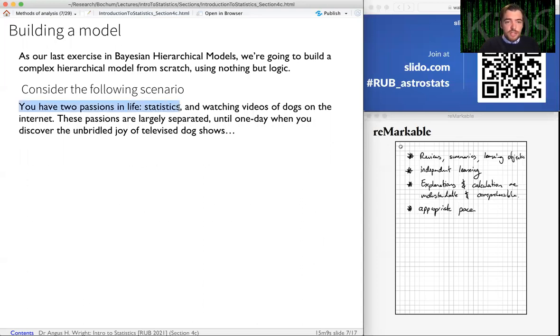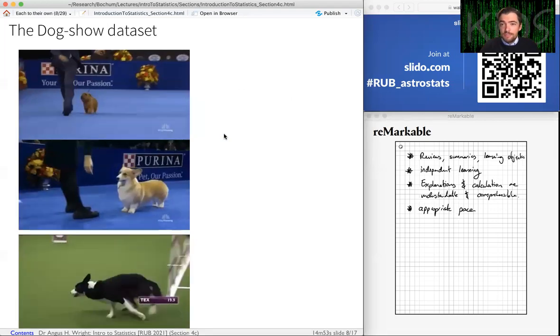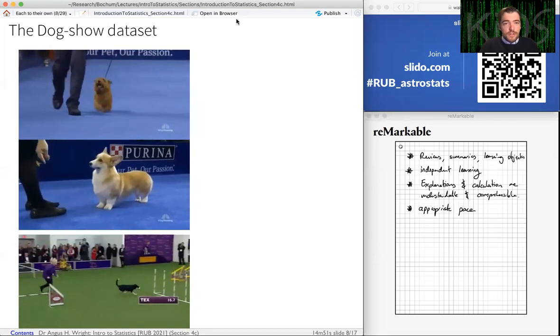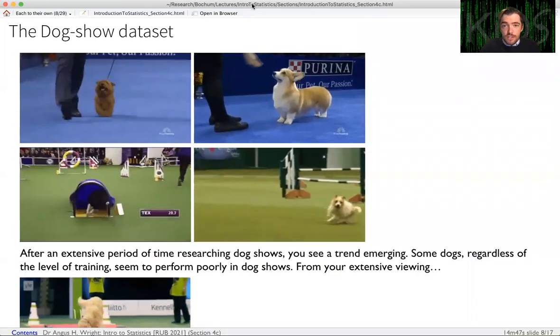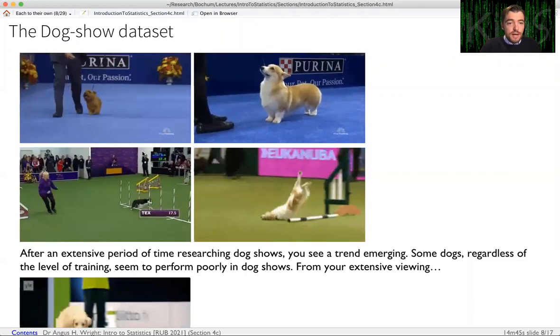You have two passions in life, one of which is statistics, and the other of which is watching dog videos on the internet. These passions were largely separated until one day when you discovered televised dog shows. So this is the dog show data set that we're going to be analyzing for the rest of this section.